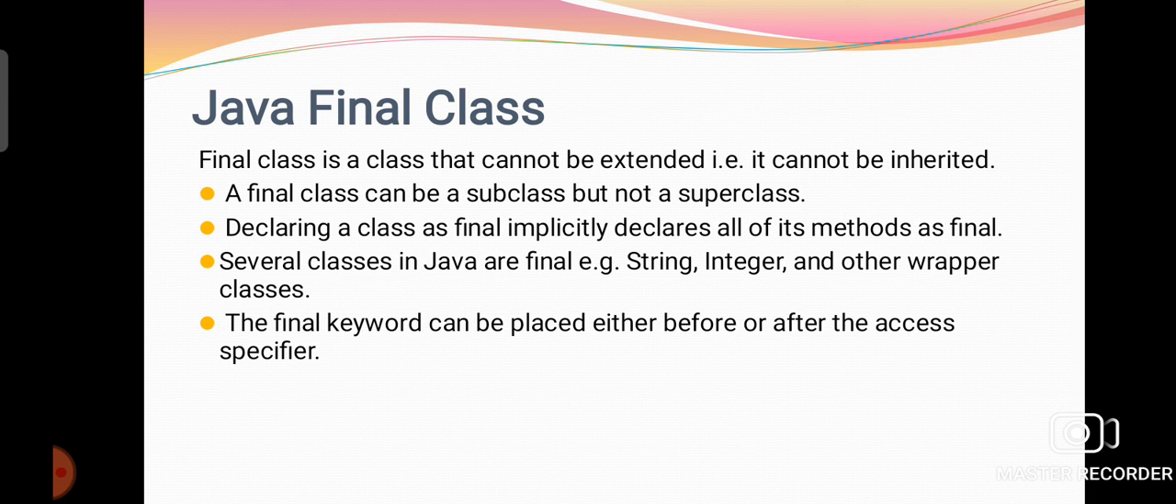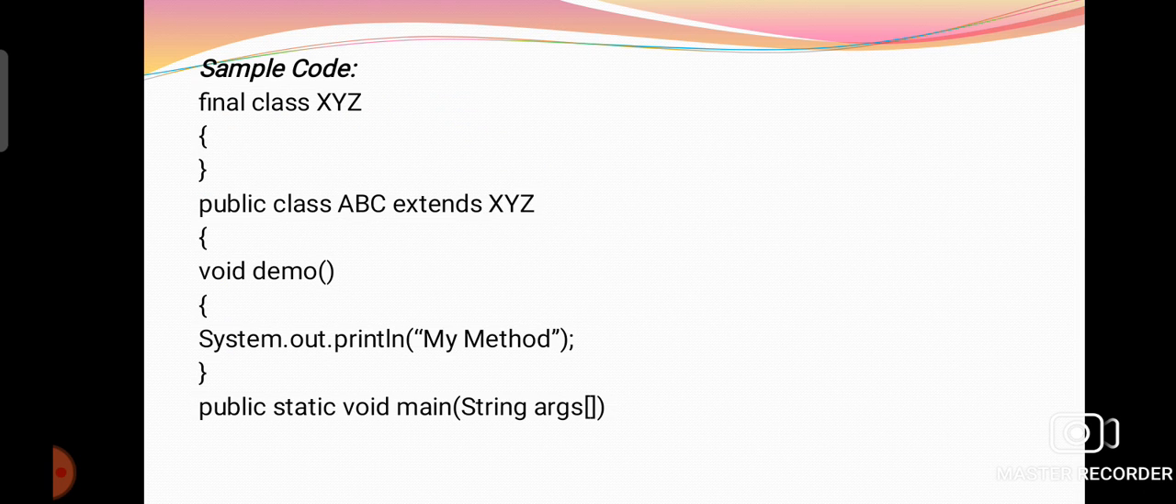Next is the Java final class. The concept behind the Java final class is that a final class cannot be extended, or we can't inherit the final class as a superclass. Here also we declare the class with the final keyword while defining the class. Several classes in Java are final, like String, Integer and other wrapper classes.